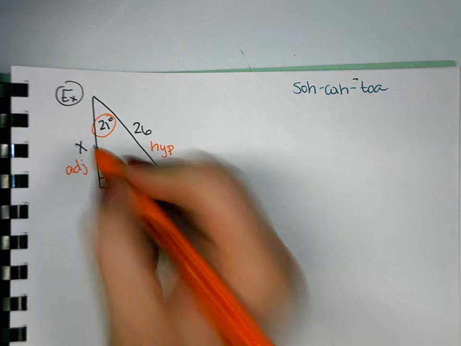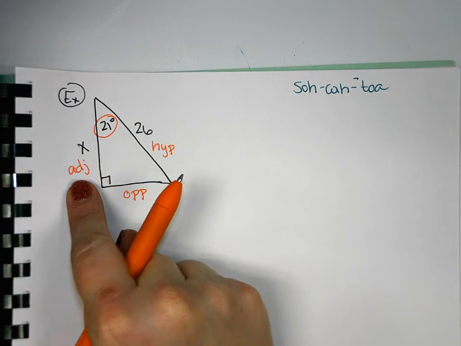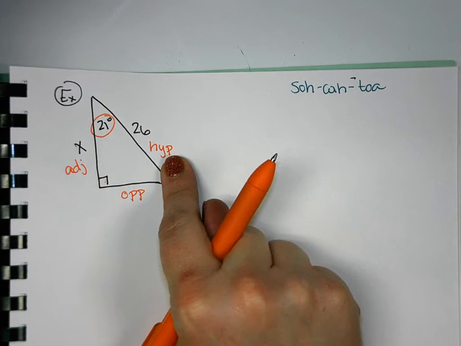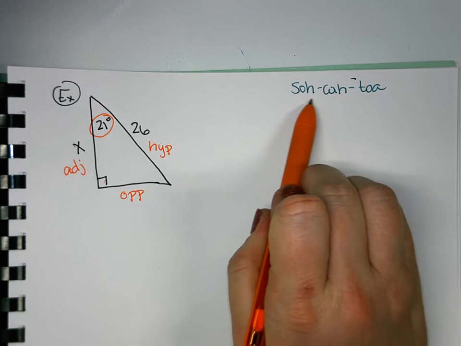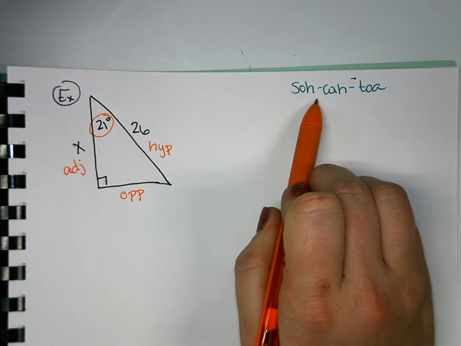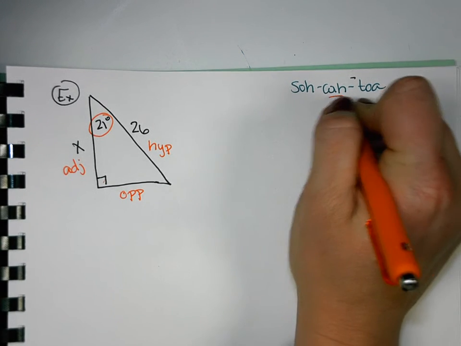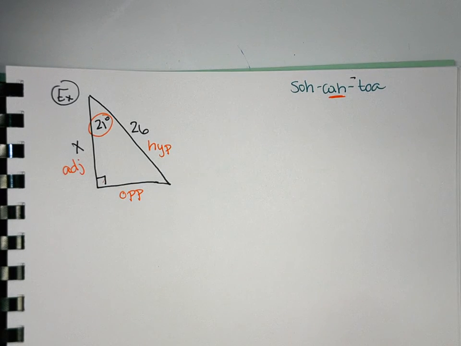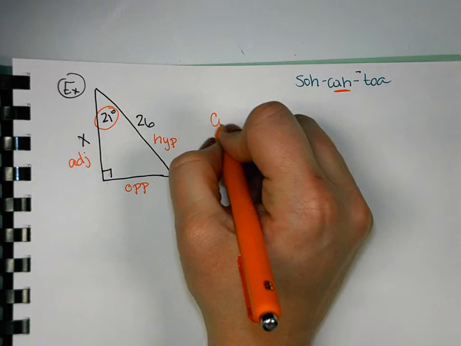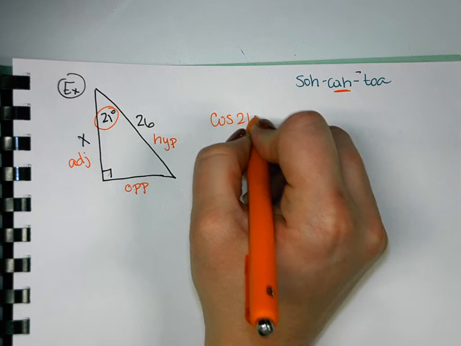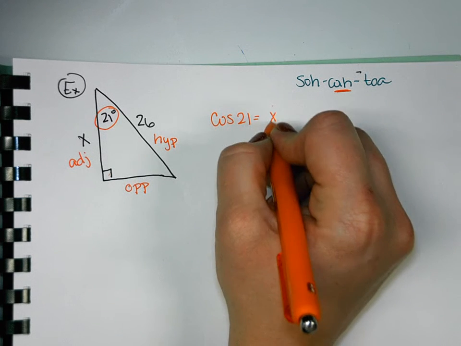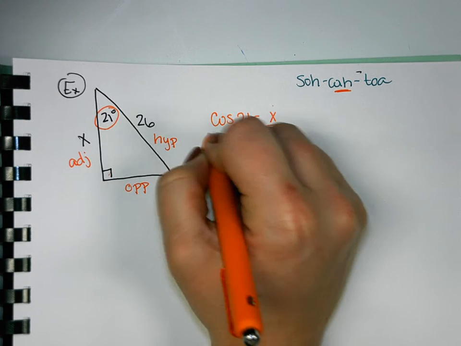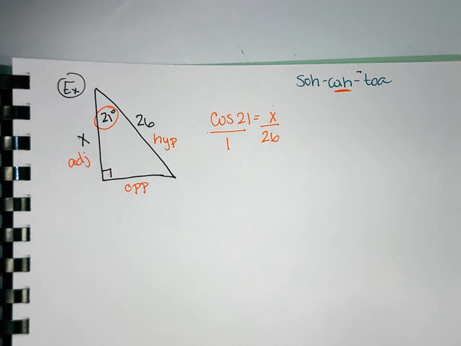So we know something on the adjacent side and something on the hypotenuse. So which one uses adjacent and hypotenuse? Cosine. A and H, that's adjacent hypotenuse. It goes with cosine. So cosine 21 equals adjacent over hypotenuse. Put a 1 under and cross multiply.